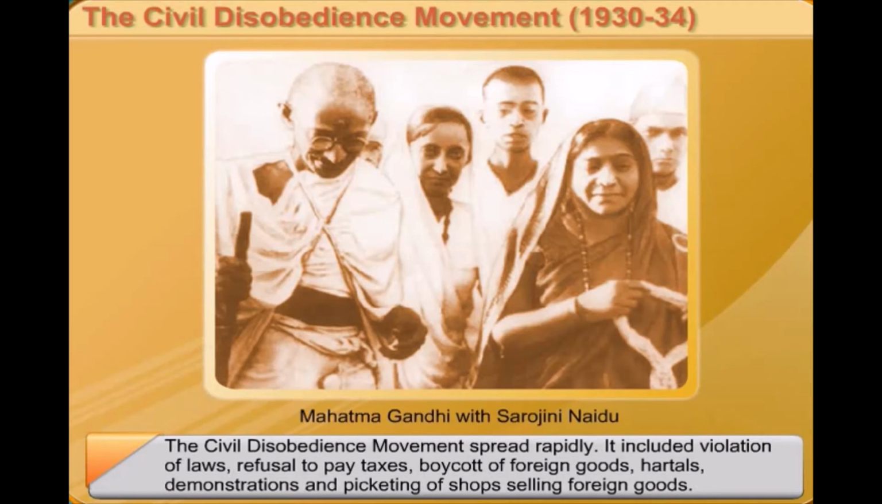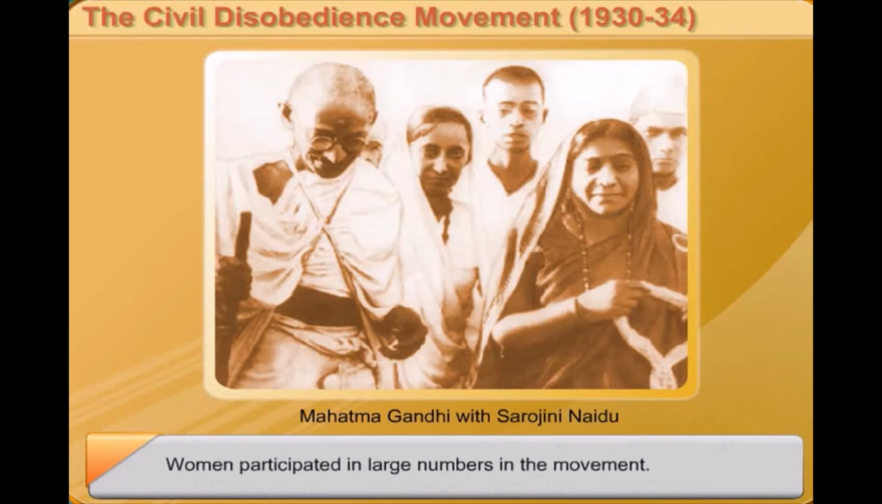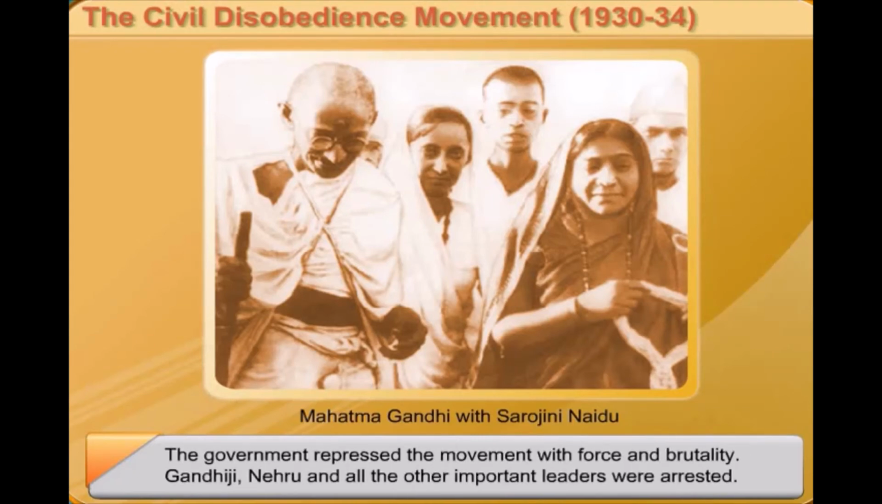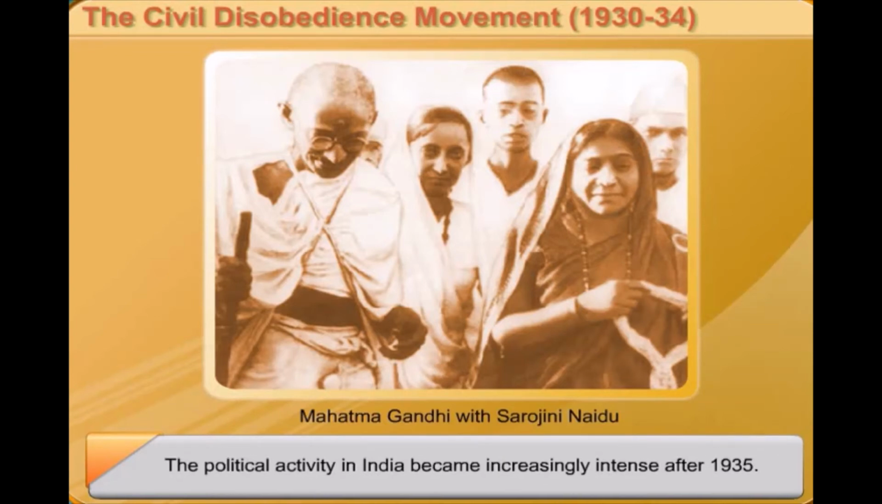It included violation of laws, refusal to pay taxes, boycott of foreign goods, hartals, demonstrations, and picketing of shops selling foreign goods. Women participated in large numbers in the movement. Sarojini Naidu was one of the leaders of the movement. The government repressed the movement with force and brutality. Gandhiji, Nehru, and all the other important leaders were arrested. The political activity in India became increasingly intense after 1935.